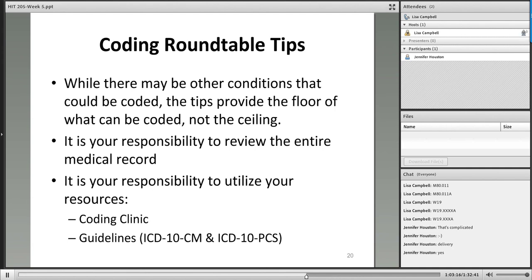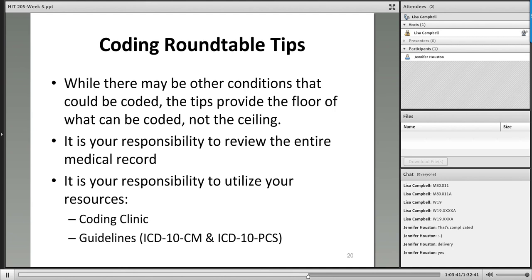Even though I'm giving you these tips, it's still your responsibility to review the entire record. Yes, I know some are handwritten, some are typewritten. It is still your responsibility. It is also your responsibility to utilize coding resources. I don't know if you guys have noticed, but I have been emphasizing over and over again the guidelines, emphasizing over and over again Coding Clinic.